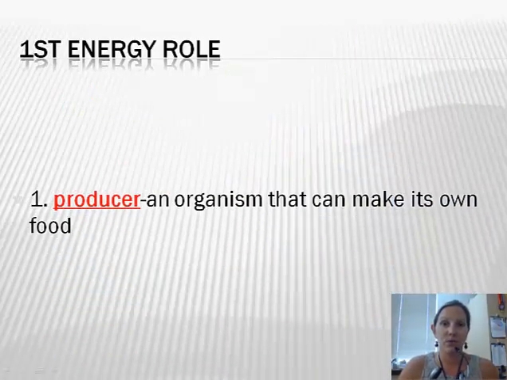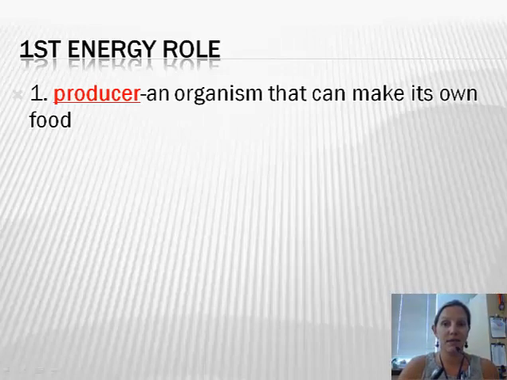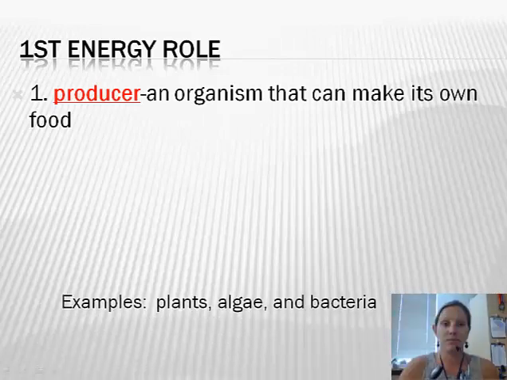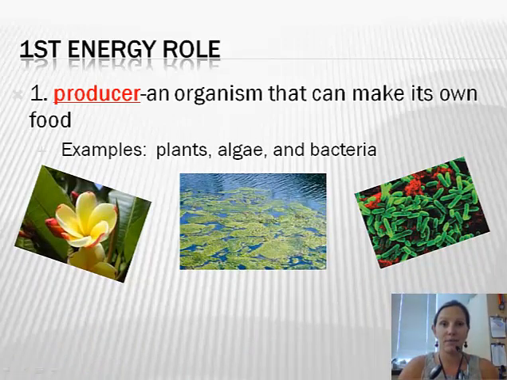Okay, the first energy role is the producers. Please write this definition down. A producer is an organism that can make its own food. An example would be plants, algae, and bacteria. Please write down an example in your notes. There's a spot for it.